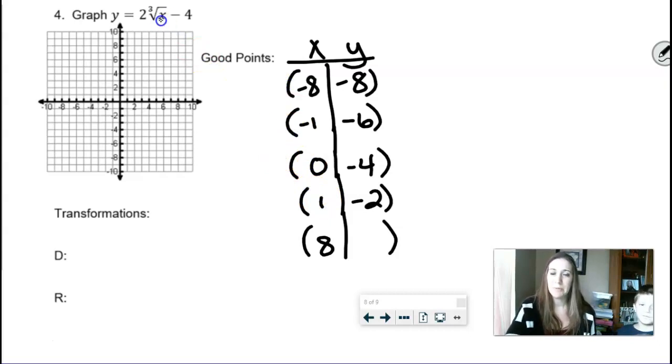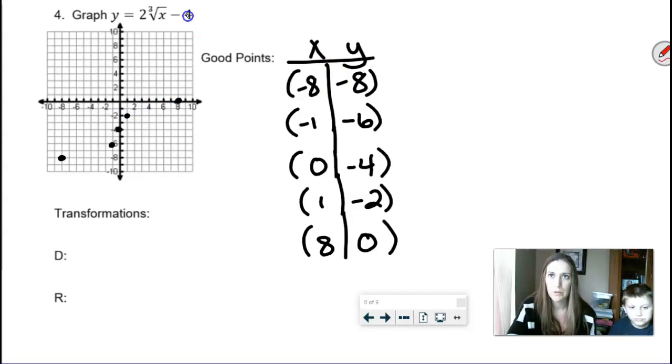Cube root of 8 would be a 2. 2 times 2 is 4. 4 minus 4 is 0. Right. Everybody will know that. You'd be surprised. Okay, so -8, -8. -1, -6. 0, -4. 1, -2. I forgot to talk about the transformations, Logan.